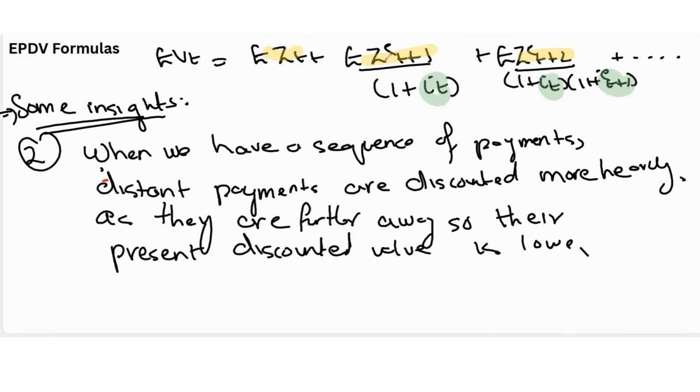We can see over here that we did not have to discount z_t because it was already today. The payment in t plus 1 was just discounted by 1 plus i_t. The payment z_{t+2} was not just discounted by 1 plus i_t, it was discounted by 1 plus i_t times 1 plus i_{t+1}. The next payment would be discounted by 1 plus i_t, times 1 plus i_{t+1}, times 1 plus i_{t+2}. So the distant payments are discounted more heavily because they're further away. To get them today, you need to do more discounting.